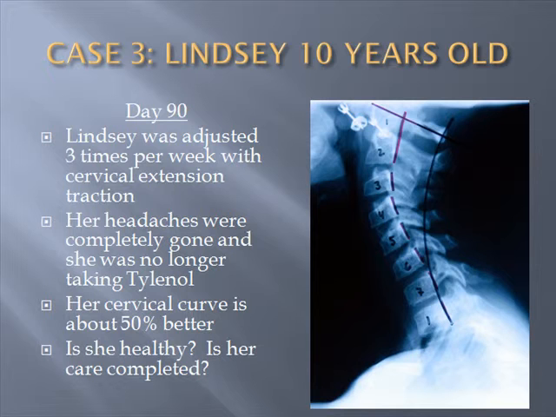Her cervical curvature is about 50% better, but is she healthy? Is her care completed? Take a look at the black line representing normal and the red line representing abnormal.